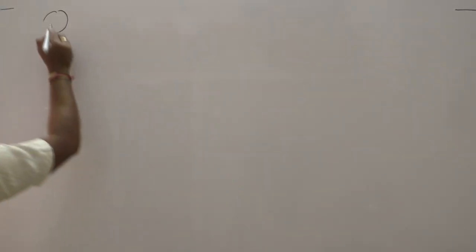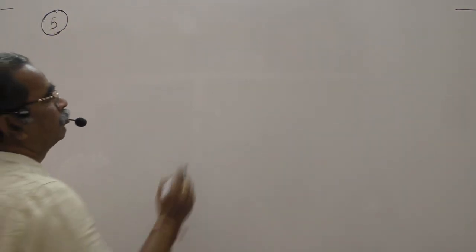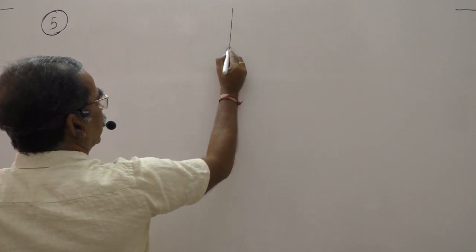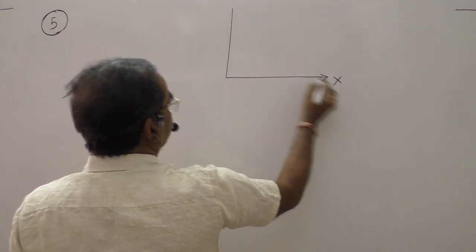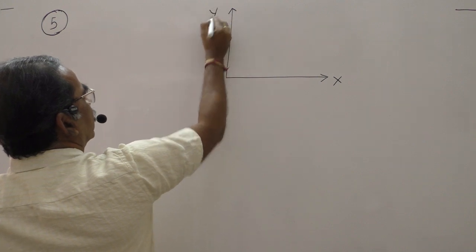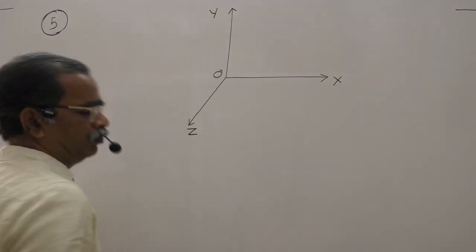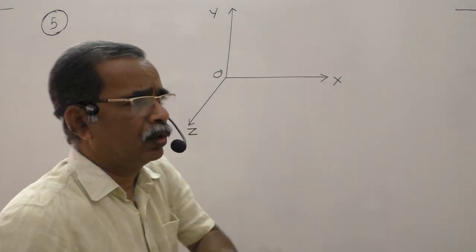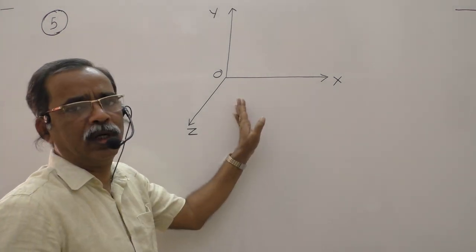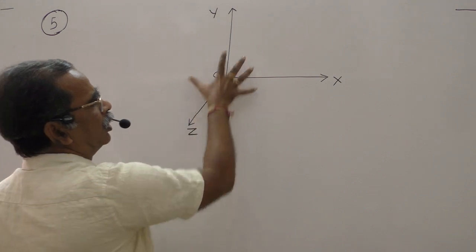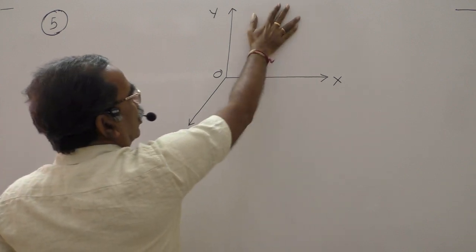Then next, point number 5. So we are discussing the planes chapter. Listen now. This is three dimensional geometry. Therefore there will be three axes. This is the positive x axis, say positive y axis and positive z axis. This is the origin. This is a 3D figure. 3D figures cannot be drawn exactly on the board because this board is two-dimensional. You imagine that it is a room. In the room, this is the floor. This is one wall. This is another wall.